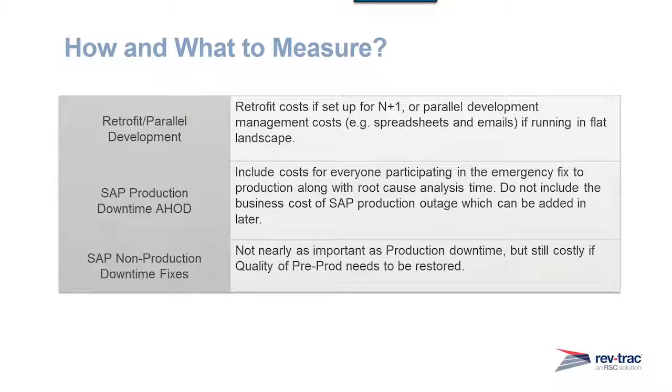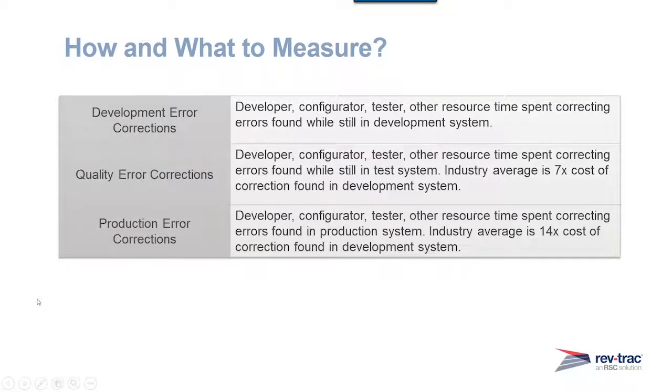The next category, SAP non-production downtime fixes, is not quite as critical, but still has a cost associated with it. This involves SAP change-related downtime for non-production systems. As an example, let's say your pre-prod system became unavailable because some changes were accidentally migrated. There would be a cost associated with getting the system back to the right state so that you could begin your final mock cutover testing, if that was the purpose of the system. Okay, so there we're through 9. We have 3 more to go.